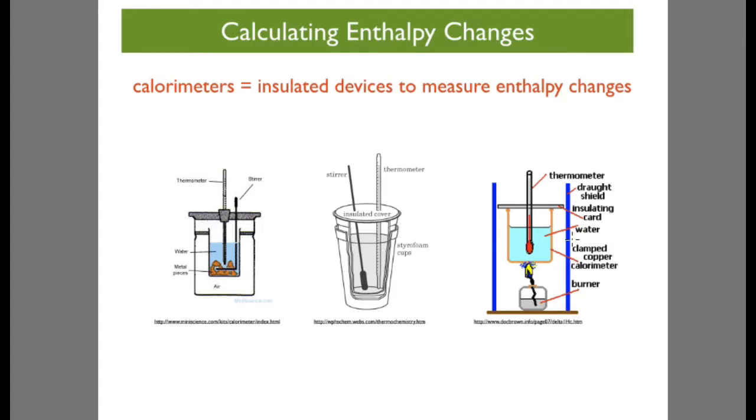And over here we've got some draft shields on the outside, stopping any airflow. We've got an insulating lid up here. We've got a copper calorimeter, and you've got a burner here. So we're heating up, looking at the heat content of this, probably paraffin or something, and we'll measure the temperature change of this water here. Okay, so this is the system, this is the surroundings.